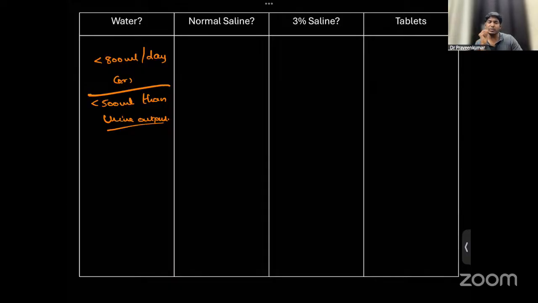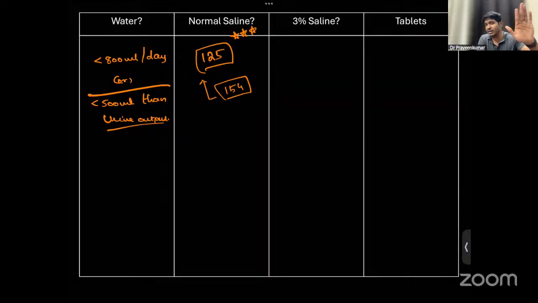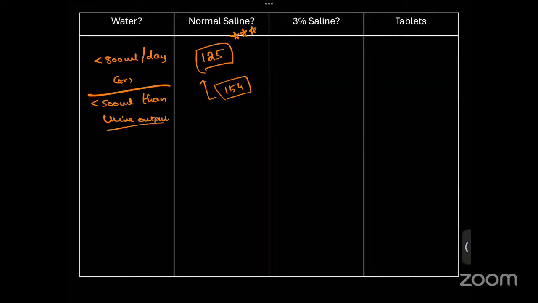What happens if you give normal saline in this patient? Very important. Can you give normal saline to treat? Sodium for this patient is, for example, 125. Can we give normal saline to treat? Because normal saline sodium level is 154, right? Which is very high compared to the serum sodium. So logically, if you give normal saline, the sodium level should get corrected. But will it correct or not?